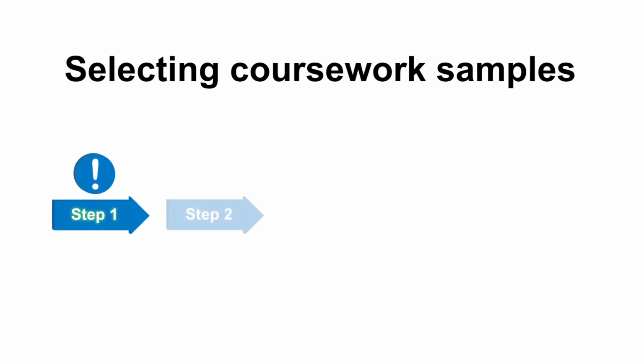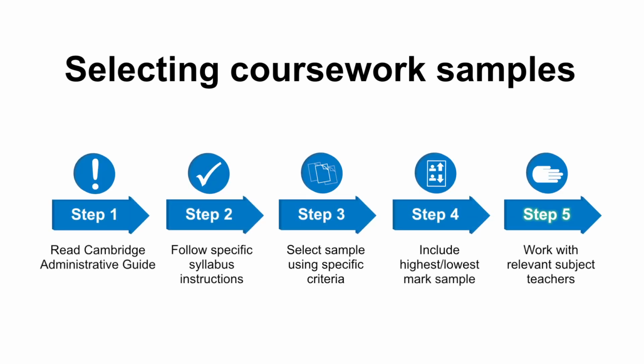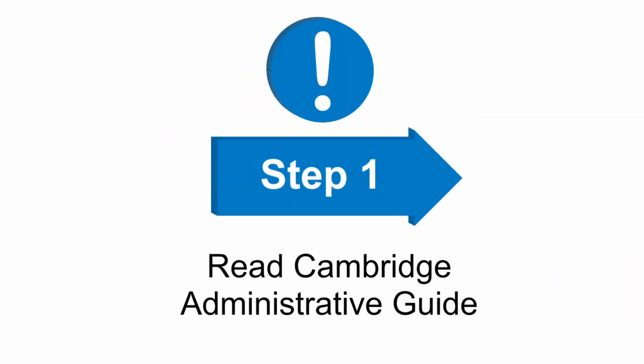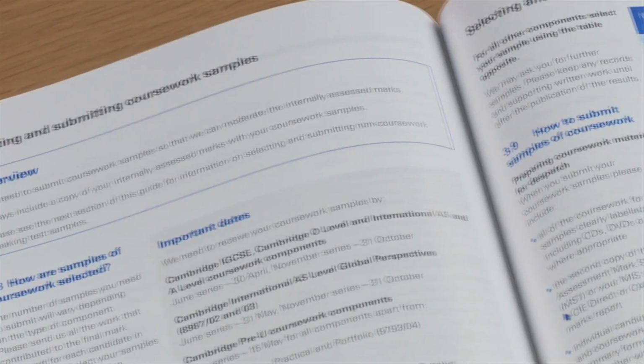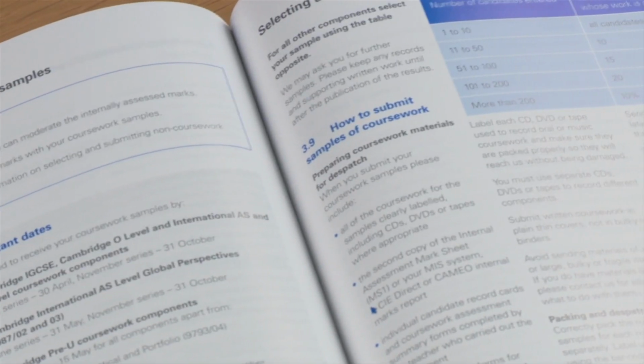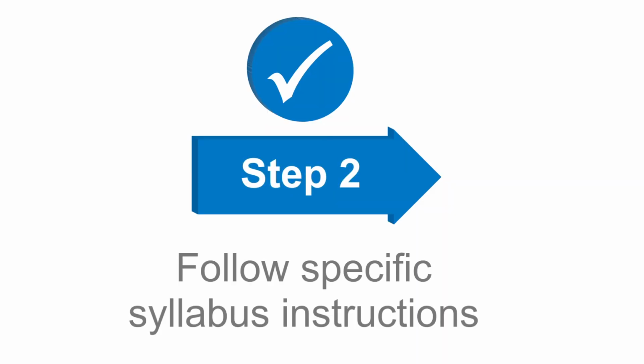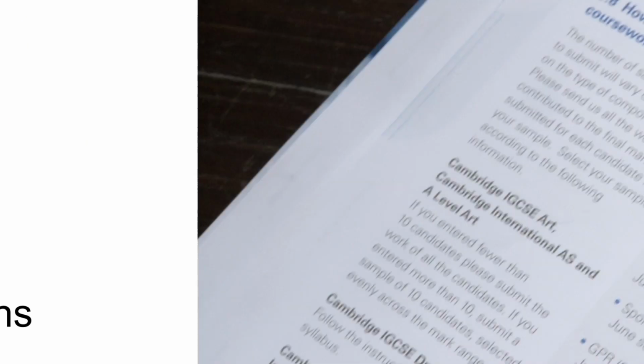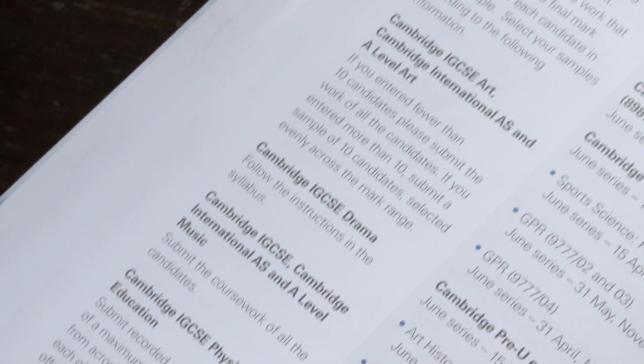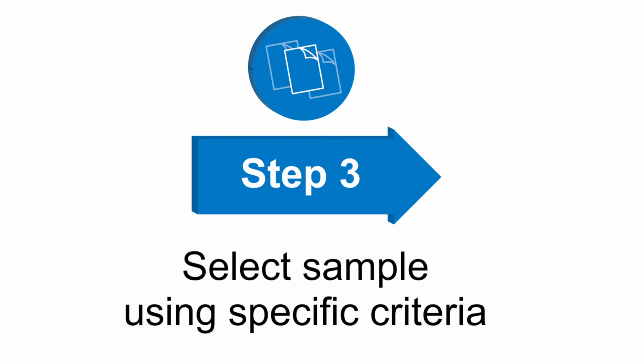There are 5 simple steps to follow to make sure you select the right coursework samples. Read the Selecting and Submitting Coursework Samples section of the Cambridge Administrative Guide. There are some particular arrangements for specific syllabuses. Follow these if relevant. For all other coursework, we ask you to select the sample.